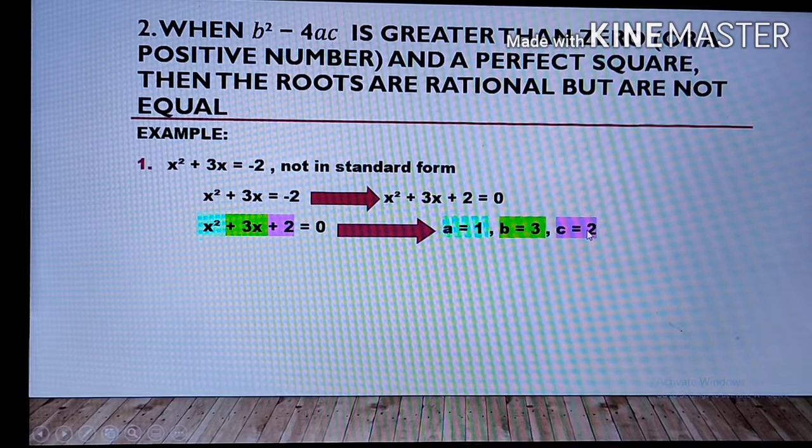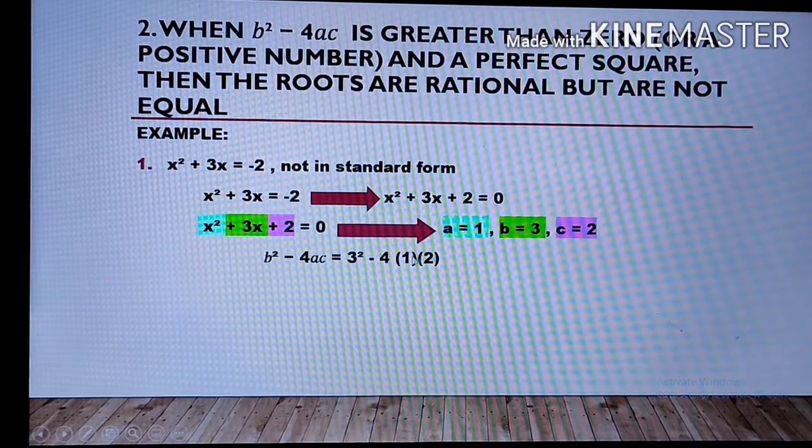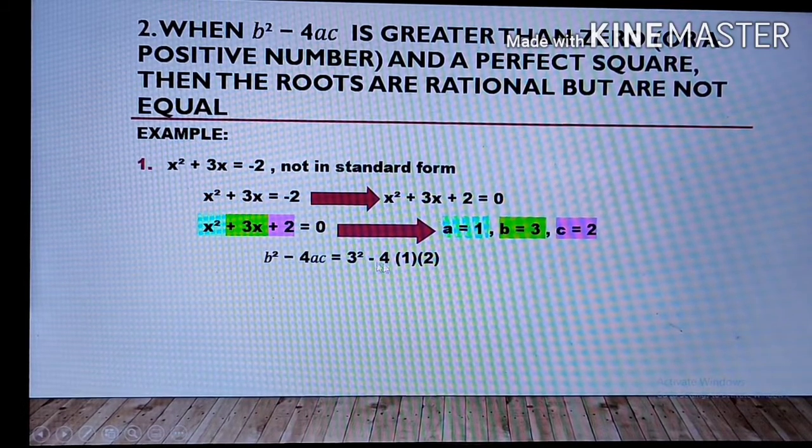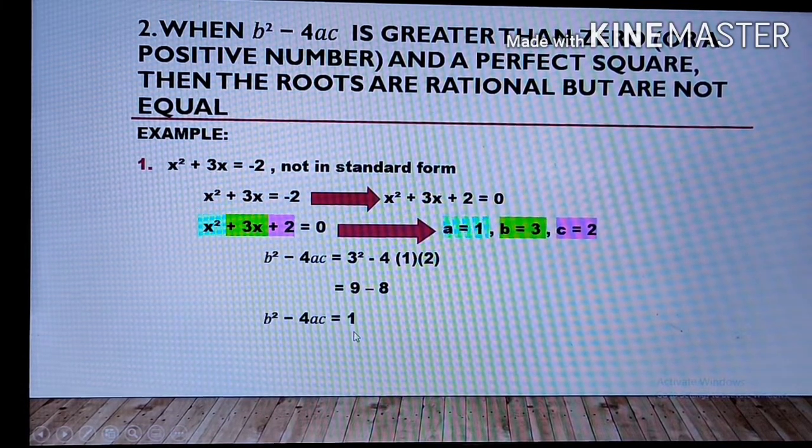Then, our C is the last term or the third term, plus 2. So, positive 2. Next, substitute lang the values of A, B, and C sa formula. So, our B is 3. So, 3 squared minus 4. Copy lang 4 ha kasi constant na siya. A is 1, then C is 2. So, 3 squared, 3 times 3 is 9. Then, negative 4 times 1 is negative 4. Negative 4 times 2 is negative 8. So, minus 8. 9 minus 8 is equal to 1.